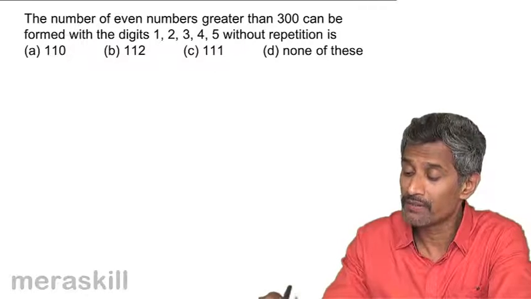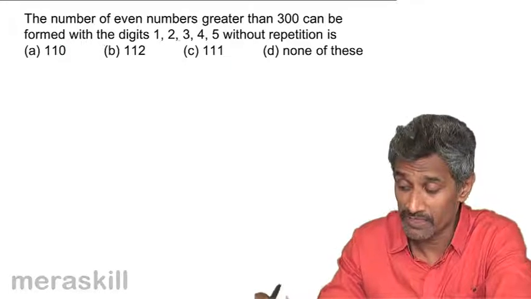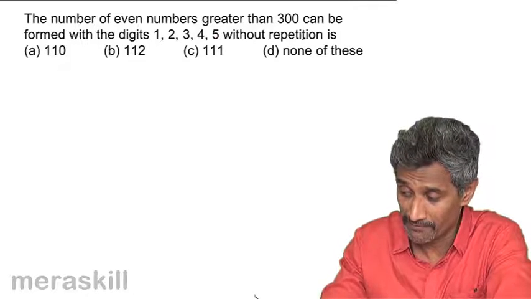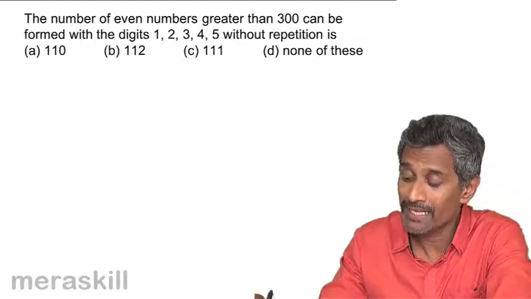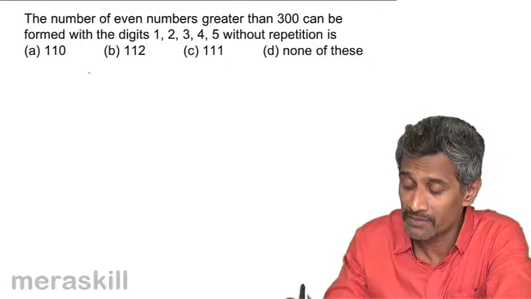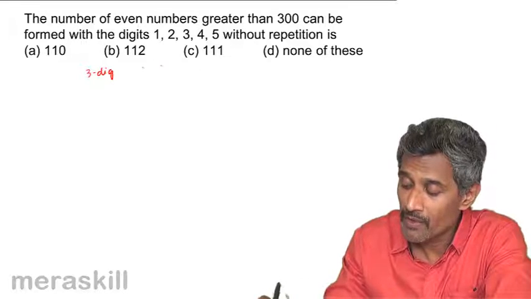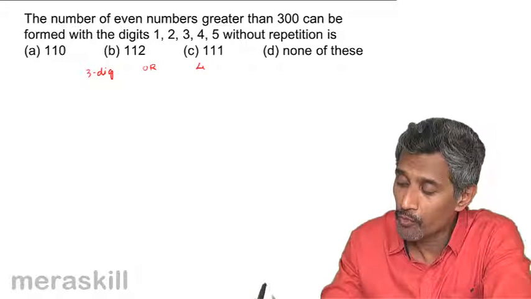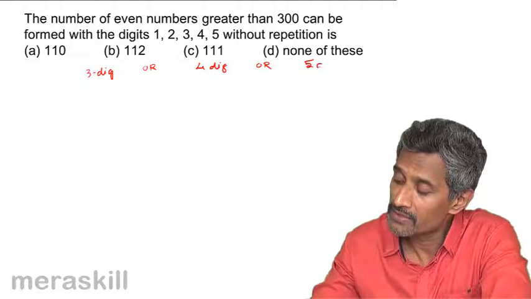So we have the number of even numbers greater than 300 that can be formed with the digits 1, 2, 3, 4, 5 without repetition. We have a maximum of 5 digits, so you could have 3-digit numbers or 4-digit numbers or 5-digit numbers.